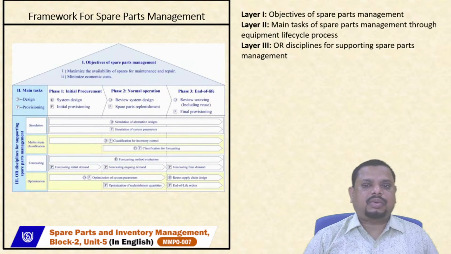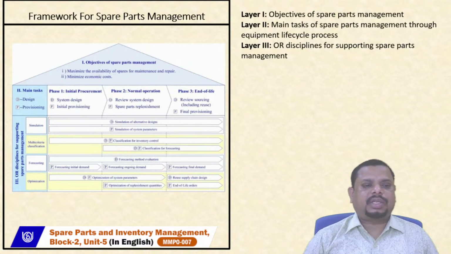Then we have layer two, that means main tasks of spare parts management through the equipment life cycles. So what are the main tasks? For example, design, simplification of your machines, equipment and tools. Then P stands for your provision for replacements. So similarly, in case of layer two, we have three phases.